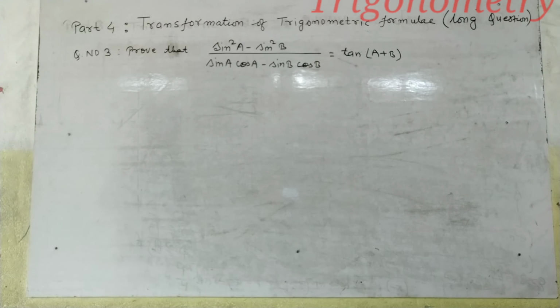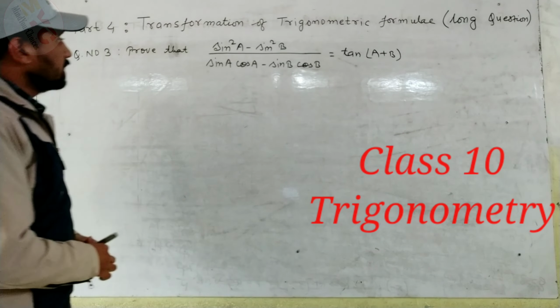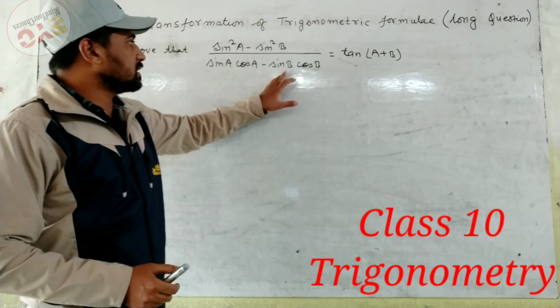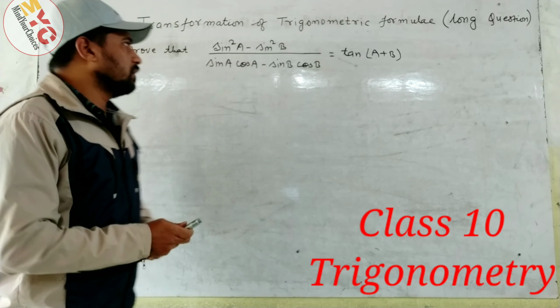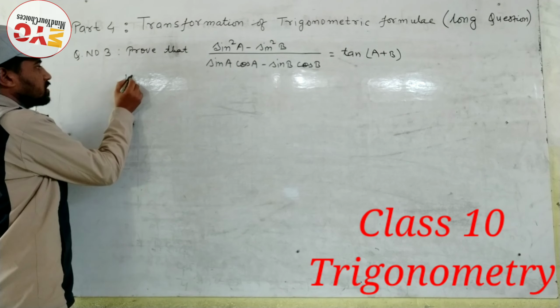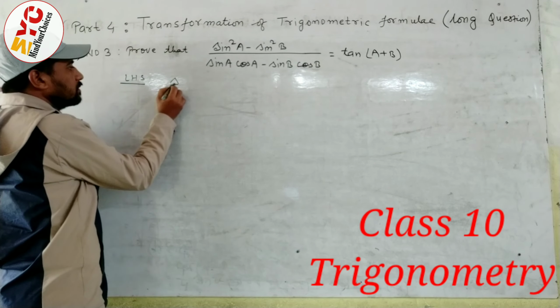Let's prove that (sin²a − sin²b) / (sin a cos a − sin b cos b) is equal to tan(a + b). Let's start. First of all, we have to take the LHS here.